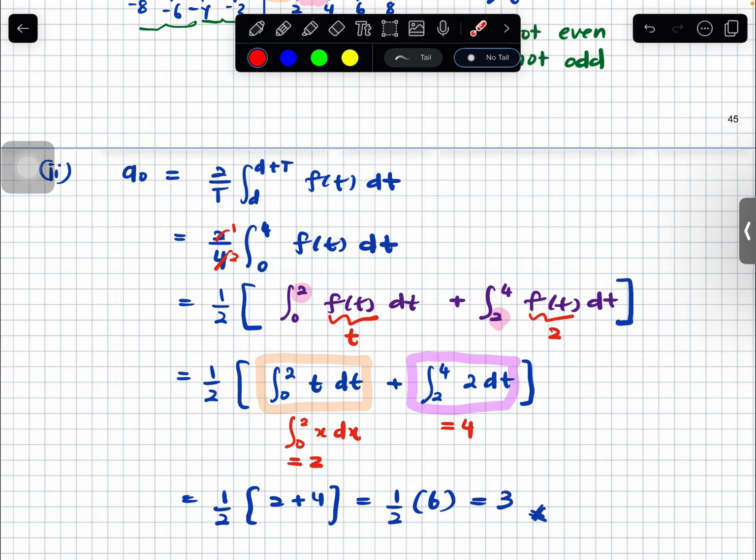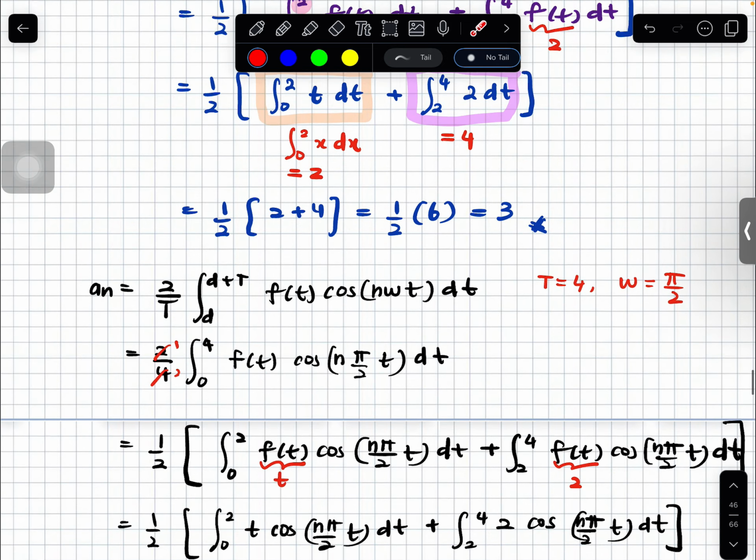You can use your calculator. Just put the integral sign in your calculator. In the version of ClassWiz, we have to represent it as an x symbol in the calculator, so it becomes x dx from 0 to 2, like this. This is the symbol displayed on your calculator, and then this equals 2. For the other part you integrate, you get 4, and you have to add them together because we have a plus sign here. Then we simplify, we get a naught equal to 3.